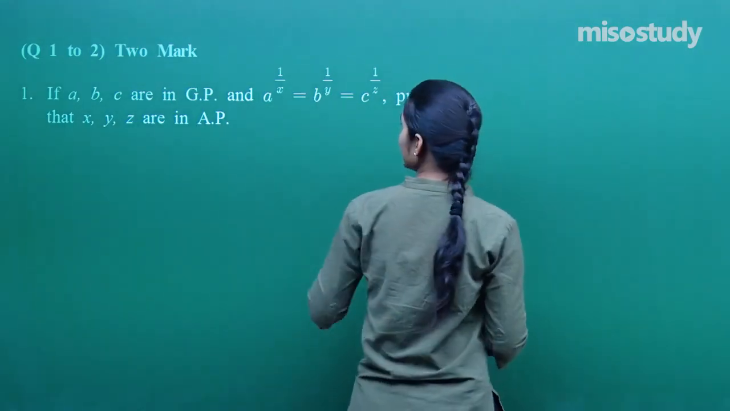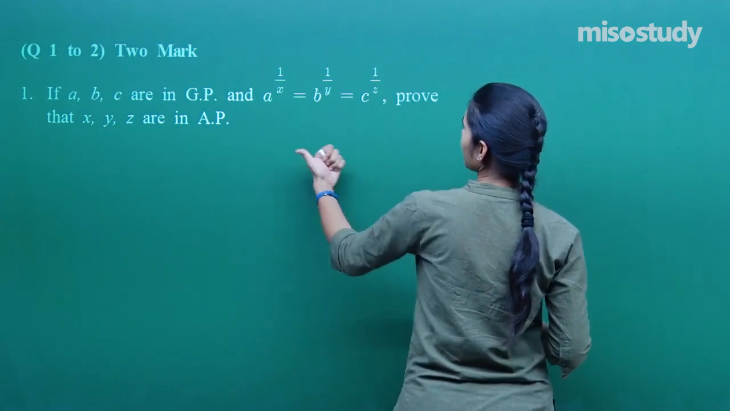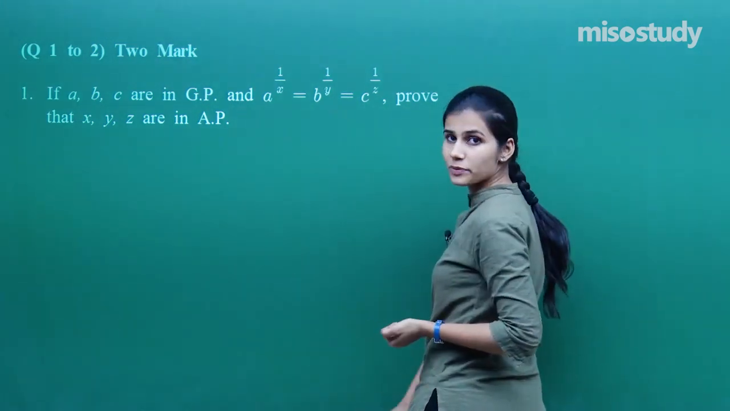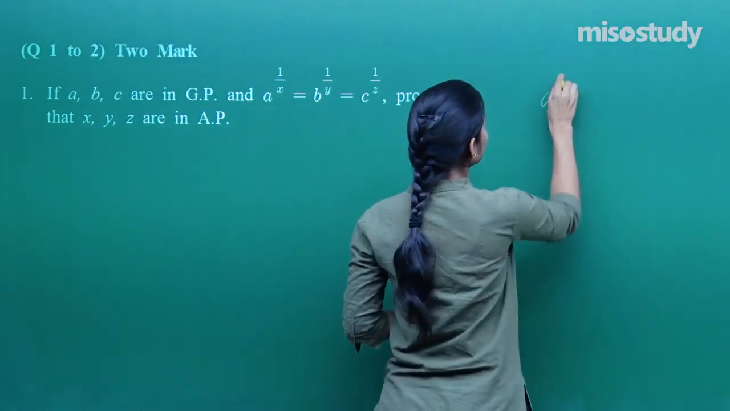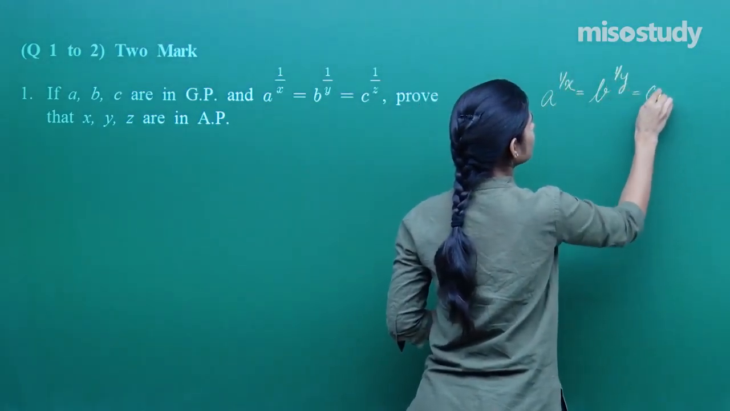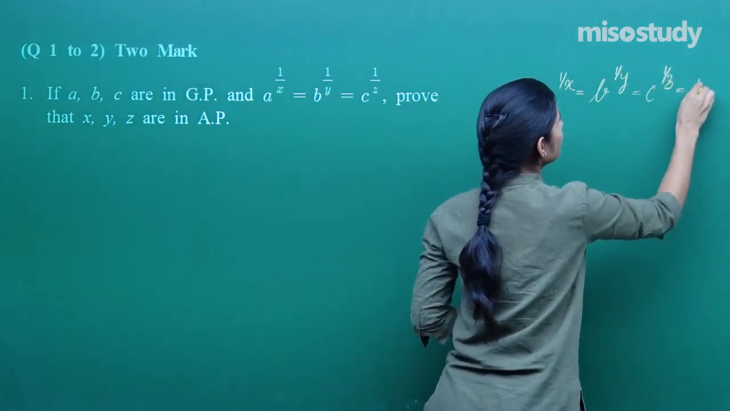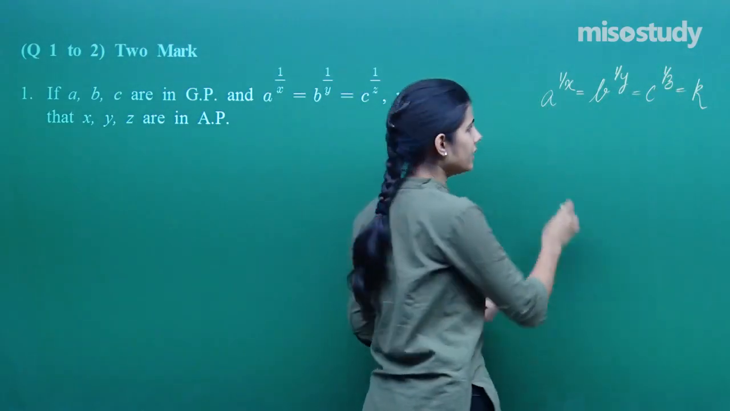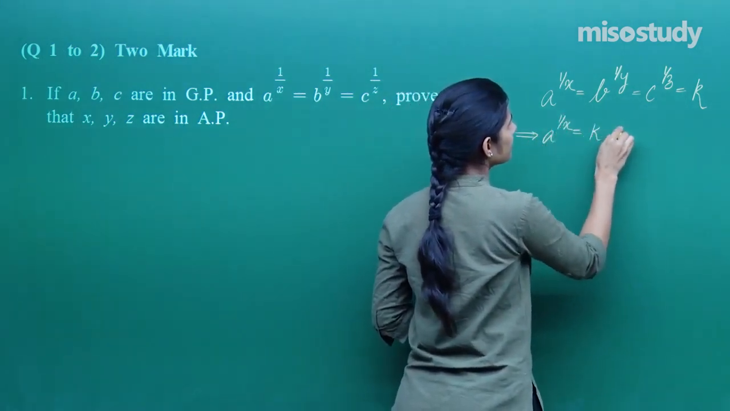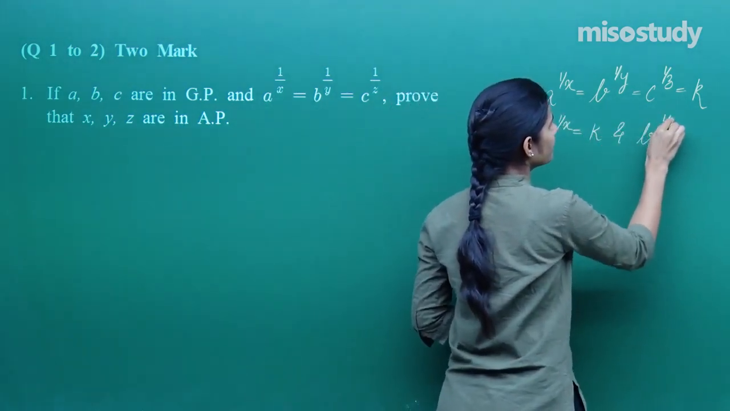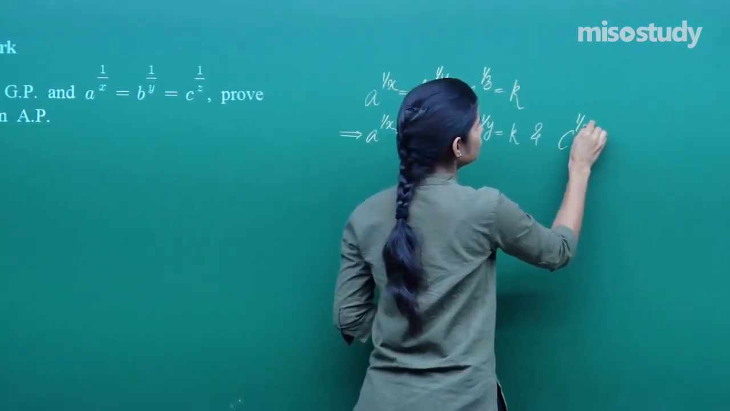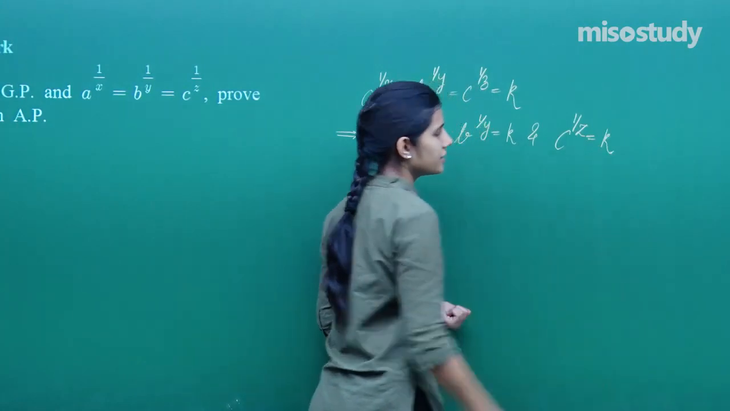So we have a, b, c in GP, and we have to show that x, y, z are in AP. I am given that a to the power 1 by x equals b to the power 1 by y equals c to the power 1 by z. Suppose all these quantities are equal to k. This implies a to the power 1 by x is k, b to the power 1 by y is k, and c to the power 1 by z is also k.